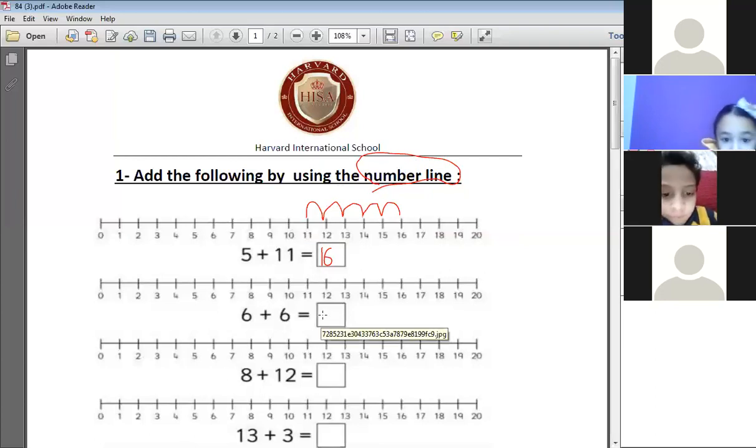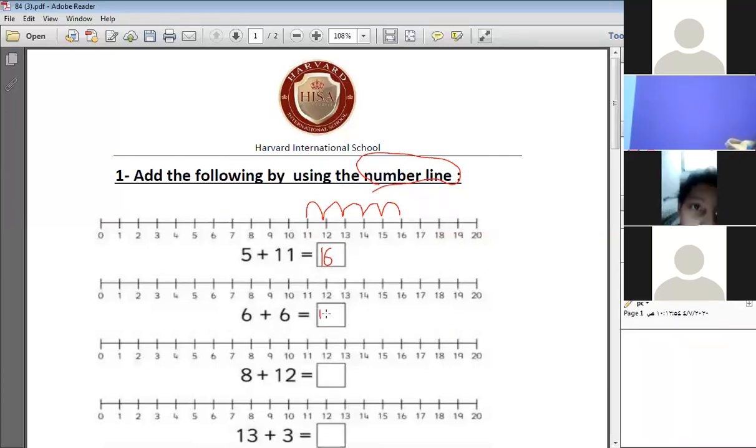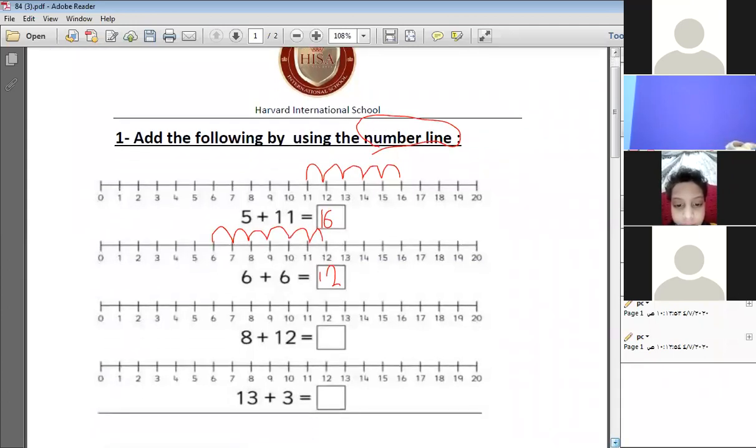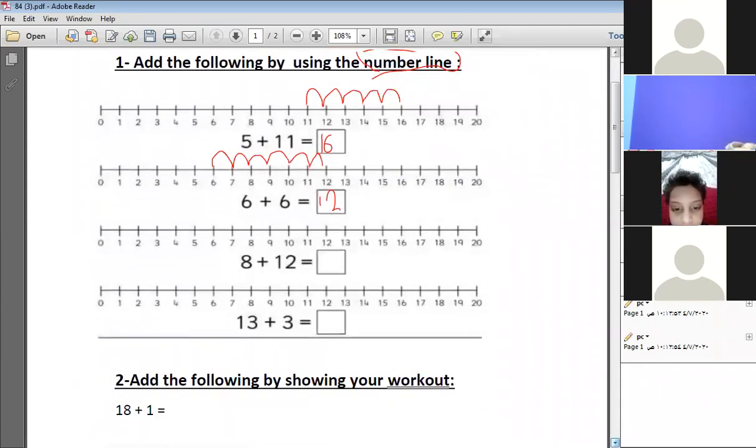6 plus 6. I know that you know that 6 plus 6 is the double of 6, which is 12. I know this, and it is easy. But you have to show me your jumps here. You will stand on 6 and have 6 jumps: 1, 2, 3, 4, 5 and 6. I know you know it, but I have to see the work on the number line. Here, 8 plus 12. Always stand on the bigger. I will stand on the 12 and have 8 jumps.